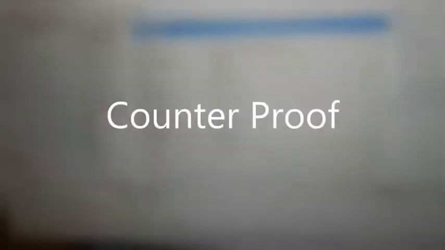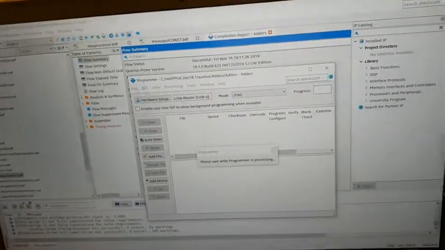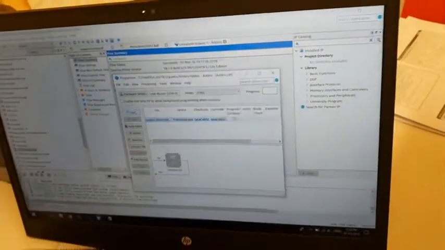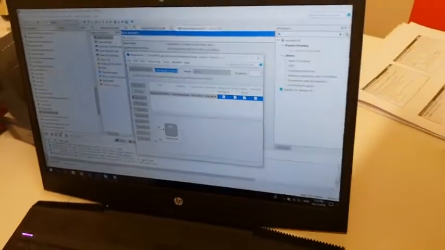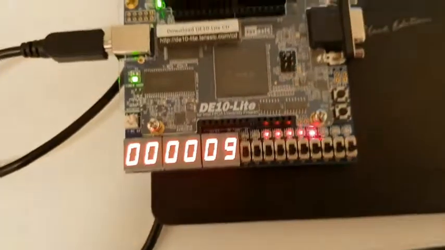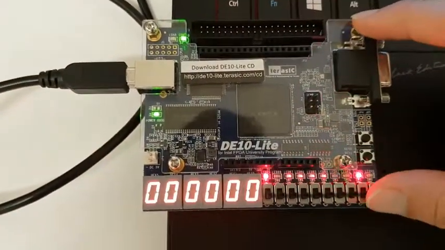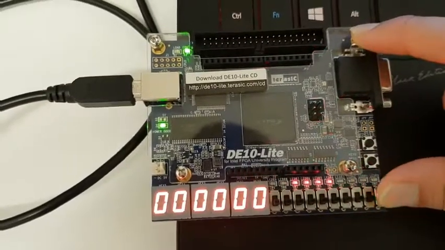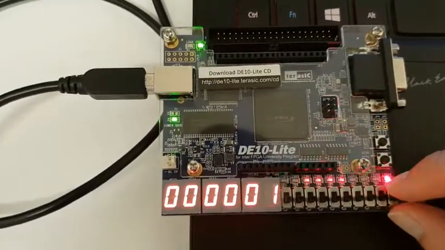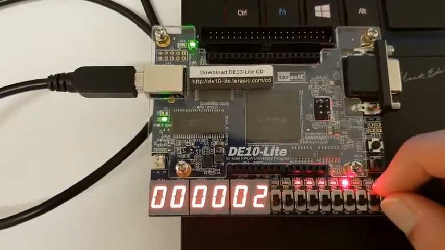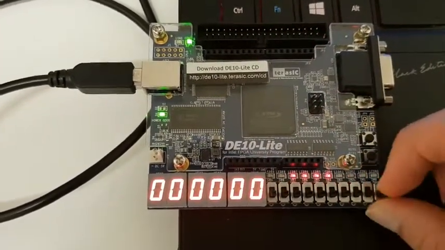This is the compilation report for our counter program, inclusive of the processor. We are going to upload it to the FPGA now. And it's completed, and as you can see, it is counting 0, 1, 2, 3, 4, 5, 6, 7, 8, 9, and then when we reset it, it goes back to 0 and starts again.